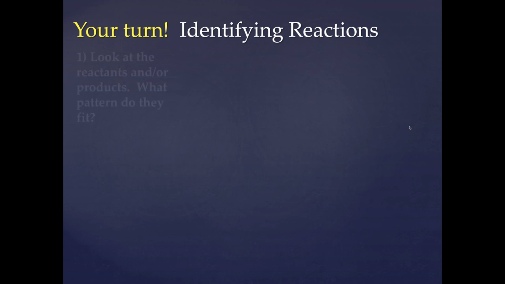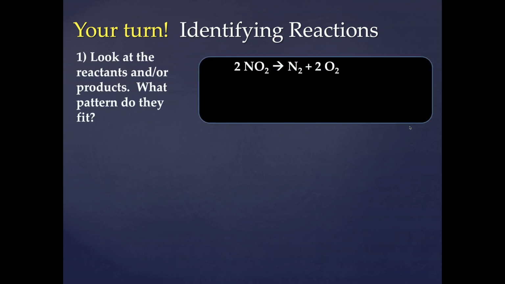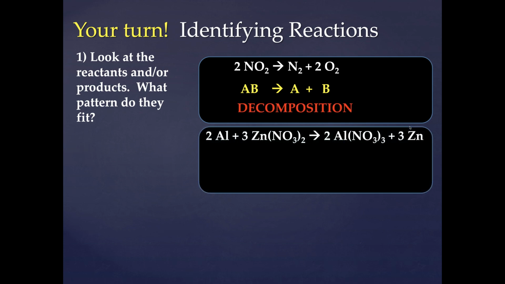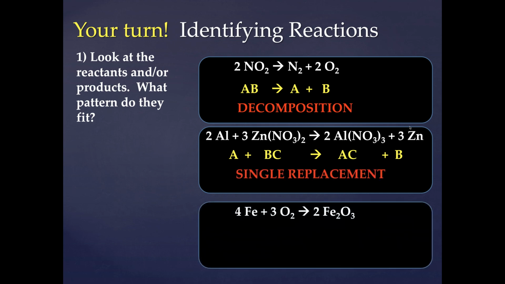Your turn. Well, let's see what kind of reactions we have here. We have a compound that breaks up into two elements. What does that make this? Decomposition. Here we have aluminum replacing zinc. Therefore, it's single replacement. In this reaction, we combine two elements to make a compound. Therefore, it's synthesis. So you need to be able to recognize the reactions when you see them and identify what type they are.